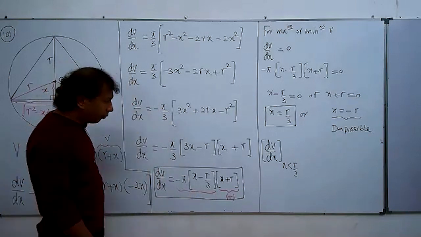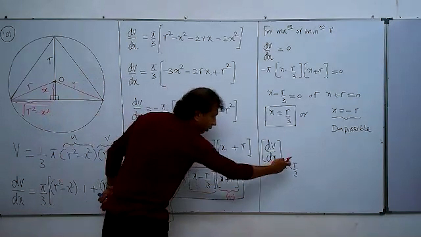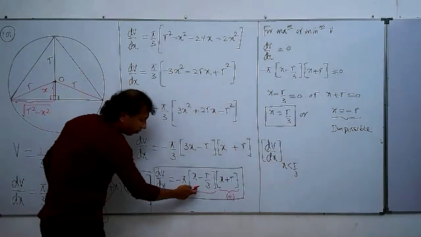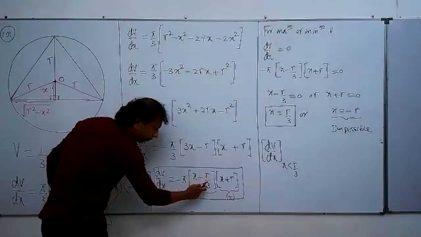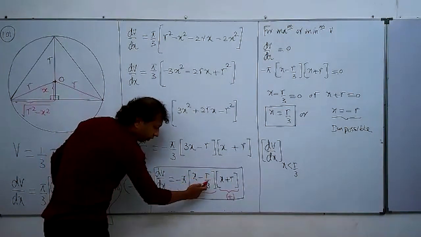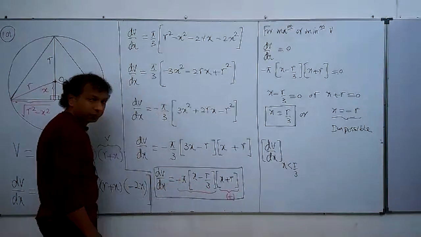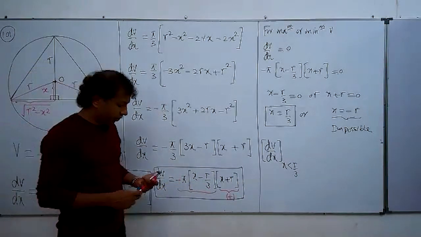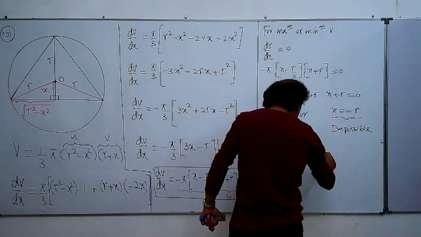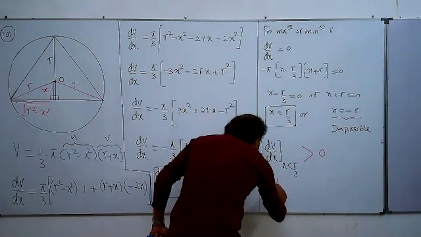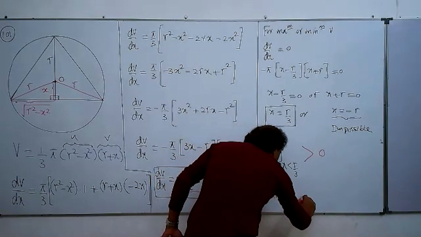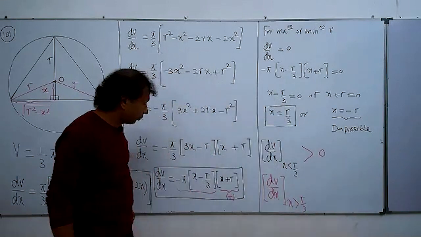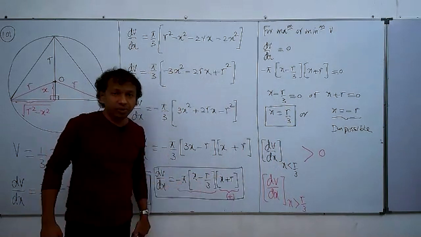Yeah. Then when I put a value for x less than r by 3, this place will take a value which is less than r by 3. Then this is smaller, this is greater. The difference is negative. That negative and this negative make positive, people. Then we can say dV by dx for x less than r by 3 is positive. Similarly, we can write dV by dx for x greater than r by 3. This is positive, this is positive, and with this we get minus.